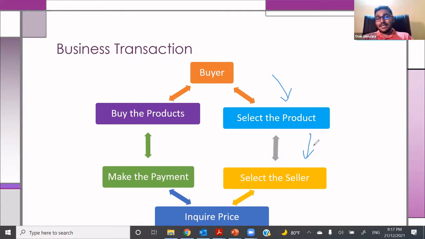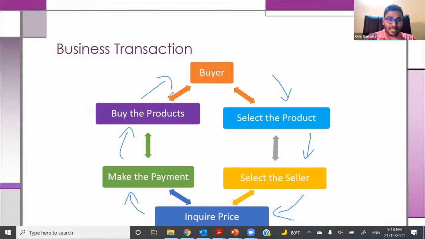After selecting the seller, out of all the potential sellers, you need to inquire the price. You need to get a quotation from the seller. If you are happy with the quotation, you can go ahead with the payment. If you are not, you need to do the bargaining and negotiation and agree upon a favorable price. So after inquiring the price and agreeing on the value, you need to make the payment. After the payment is made, you can buy the product as the buyer.